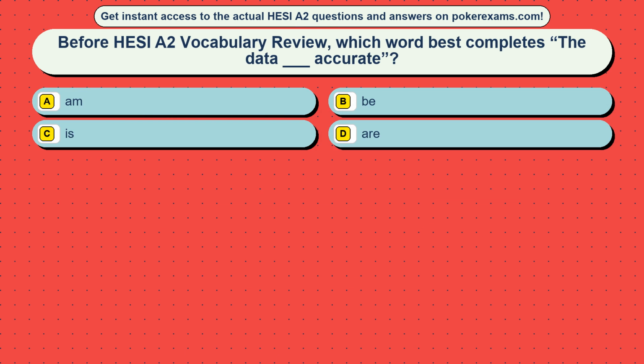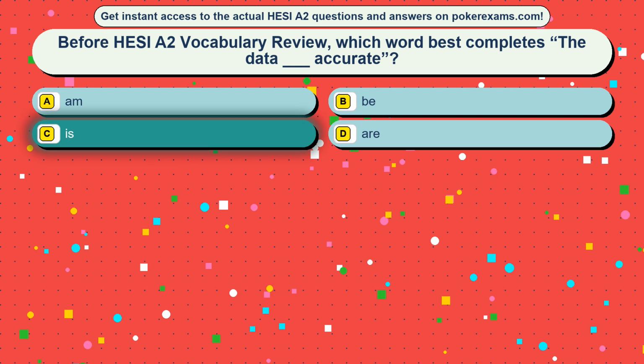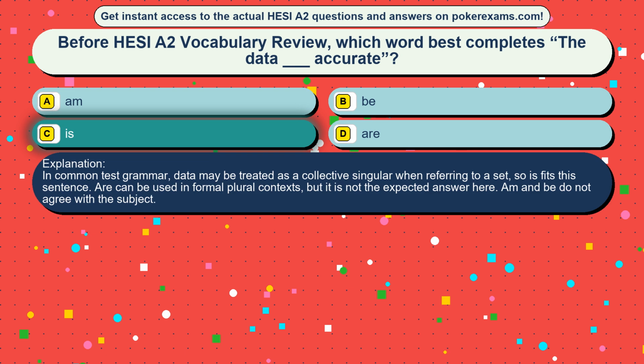Question 15. Before HESI A2 Vocabulary Review, which word best completes the sentence: data blank accurate? Option A, them. Option B, be. Option C, is. Option D, are. The correct answer is option C, is. In common test grammar, data may be treated as a collective singular when referring to a set, so is fits this sentence. Are can be used in formal plural contexts, but it is not the expected answer here. A and B do not agree with the subject.